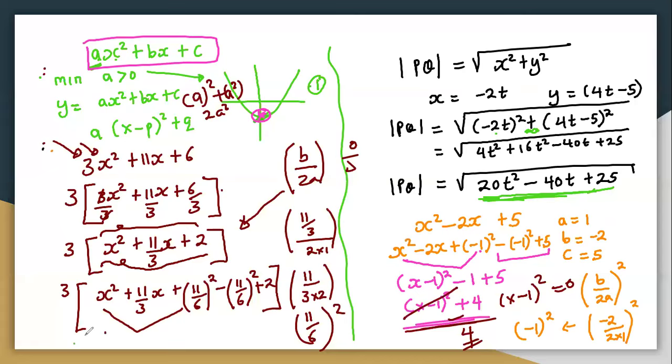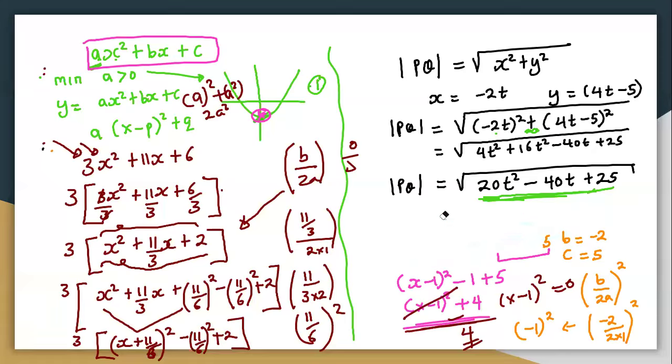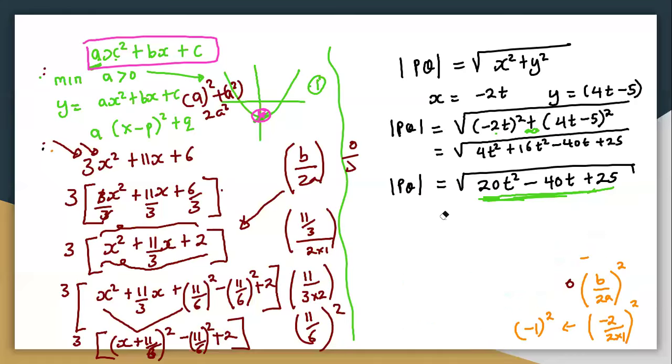This 3, don't carry it, don't forget it. So this will be x plus 11 out of 6, everything squared, then minus 11 out of 6, everything squared, then plus 2. Something like that. Then after, you simplify your work. So this is the knowledge you studied in quadratics. That's what you covered in quadratics.